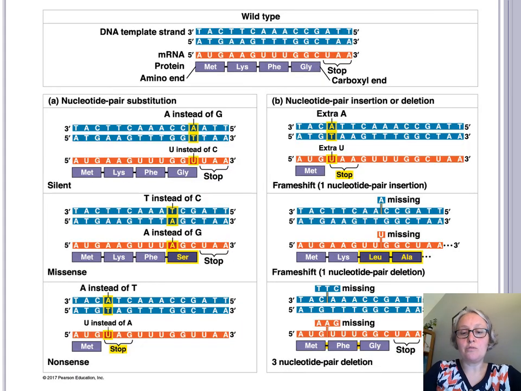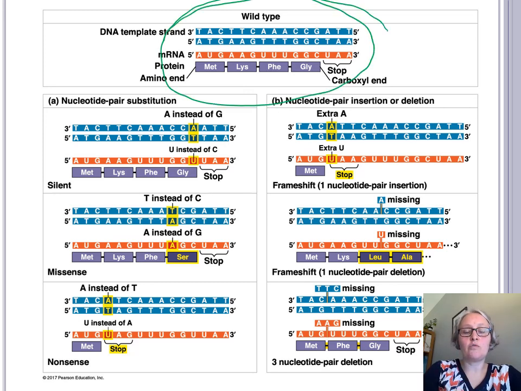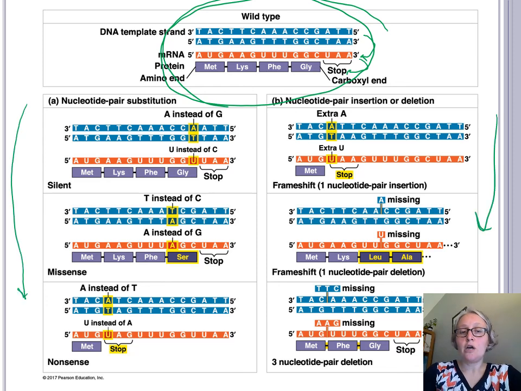Your textbook ends with a beautiful diagram showing all of this. So at the top we have gene expression, the way that it's supposed to work. You've got your DNA being transcribed into RNA, RNA making a protein, and then they go through a variety of examples of nucleotide pair substitutions, insertions, and deletions, and how this may affect the resulting protein. This brings us to the end of chapter 17. You should have a good feel now for the process of gene expression, transcription, RNA processing in eukaryotes, translation, and then this brief little look at point mutations.